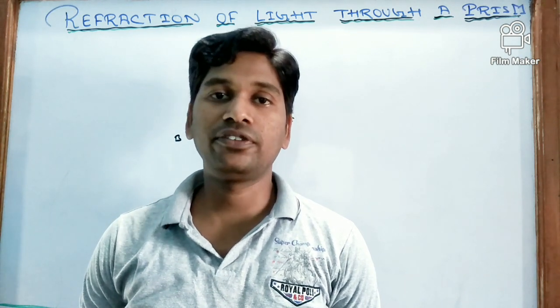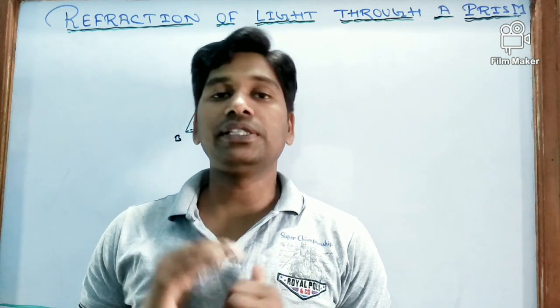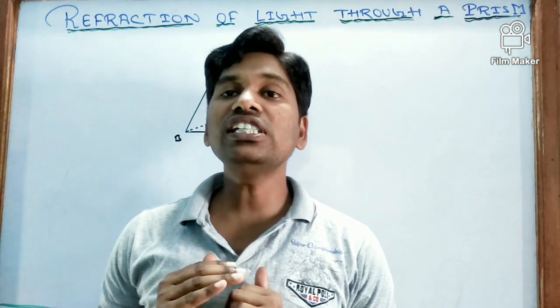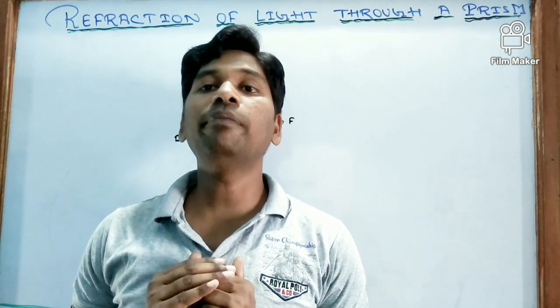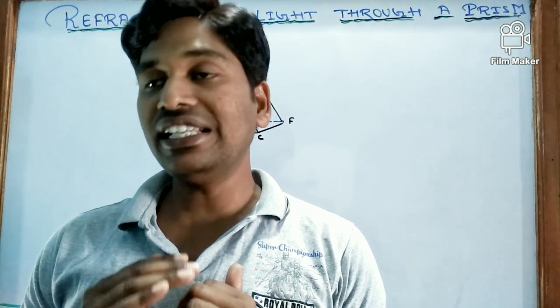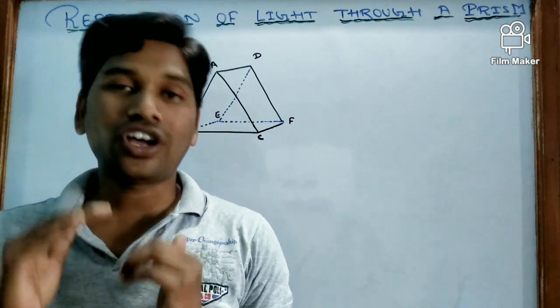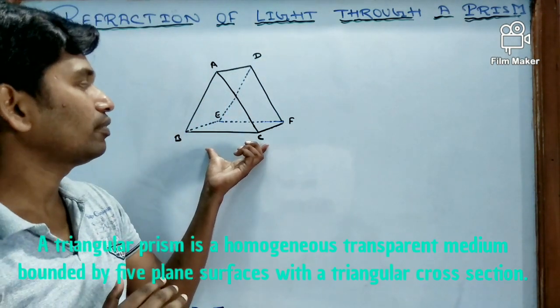So let us start. Let us first know what is a prism. A prism is a homogeneous transparent medium bounded by 5 plane surfaces with a triangular cross section. Let us see in the figure.